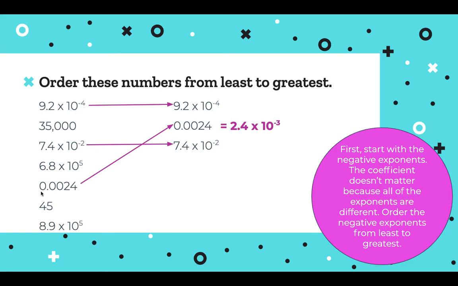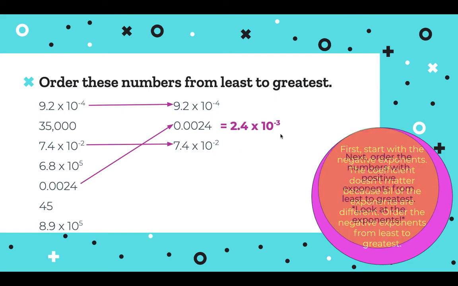If we convert this 0.0024 into scientific notation, it'd be 2.4 times 10 to the negative 3rd, because we moved it 1, 2, 3 place values. So negative 3 is bigger than negative 4. So our smallest number is 9.2 times 10 to the negative 4th. Then it's going to be 2.4 times 10 to the negative 3rd. Then negative 2 would be our next biggest, 7.4 times 10 to the negative 2nd. Notice we didn't even bother looking at the coefficients, the numbers in front, because all our negative exponents were different.